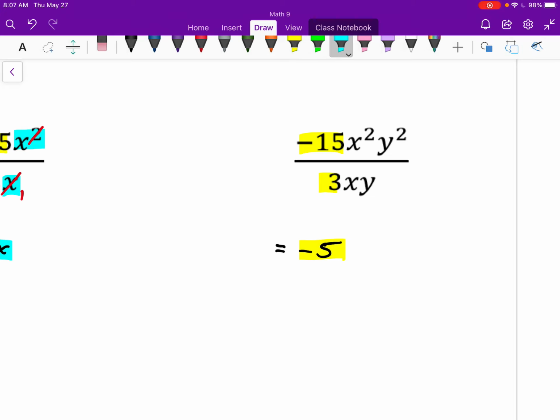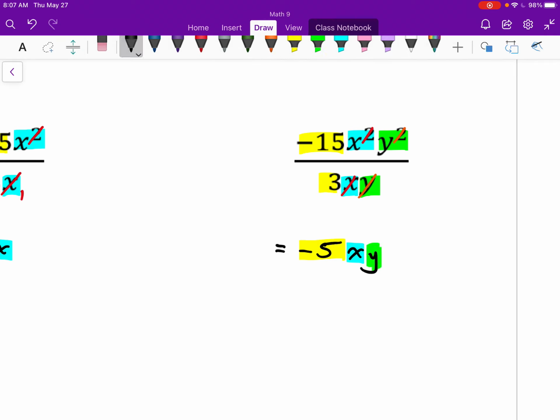And then let's look at my different variables. X squared divided by x. We already saw from before that one of those x's from the numerator and the denominator will cancel out, leaving us with just 1x left. And then with my y's, I have y squared divided by y. Well, the same idea. I have 2 y's in my numerator being multiplied to each other, a single y in the denominator. So one of those from each will cancel out. But there's still a single y left in my numerator.